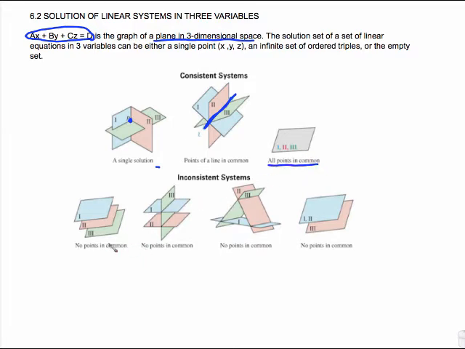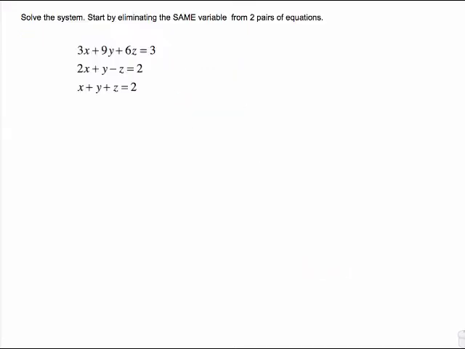Inconsistent systems may have no points in common like this, parallel planes. They have no points in common. Something like this, where two planes are parallel and the other plane intersects them, there's no points in common. No points in common here, and no points in common here. So we're going to look at some systems and solve them algebraically.